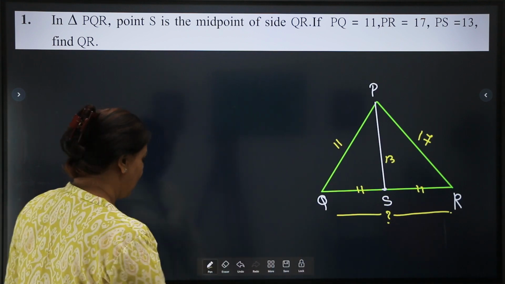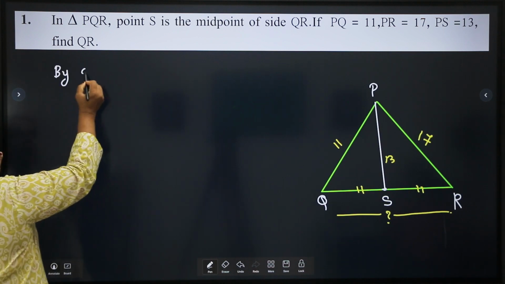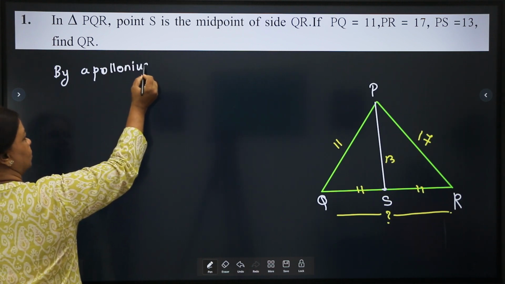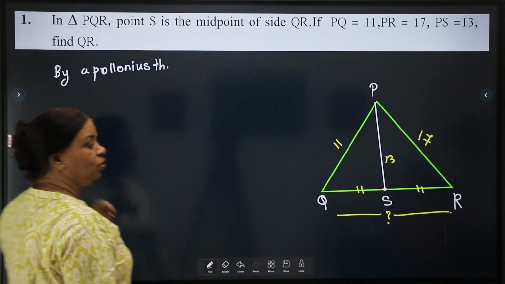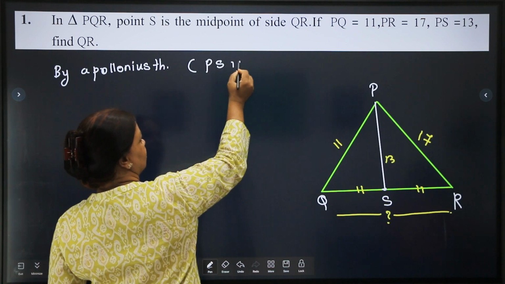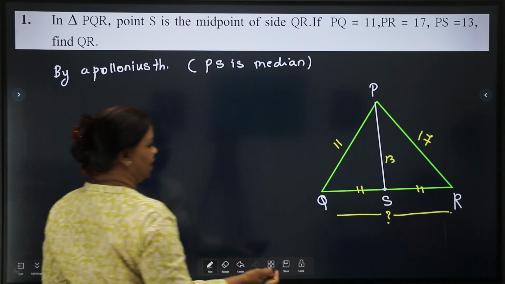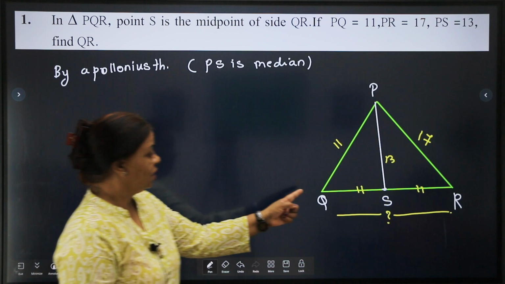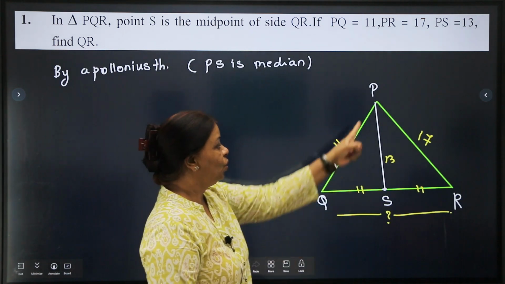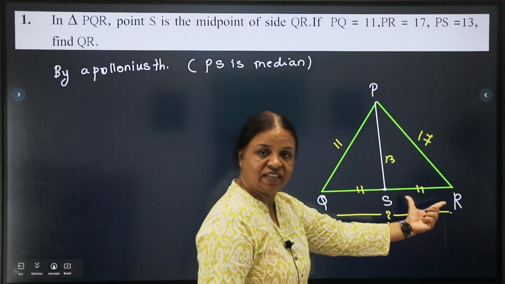So we will be using Appollonius theorem here children. So by Appollonius theorem, now why can we use Appollonius theorem? Because PS is median. Yes, since PS is median we can use Appollonius theorem. And what does Appollonius theorem say? PQ square plus PR square is equal to 2 times PS square plus 2 times either QS or either SR.